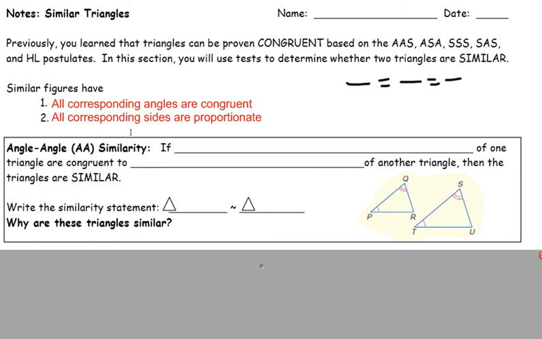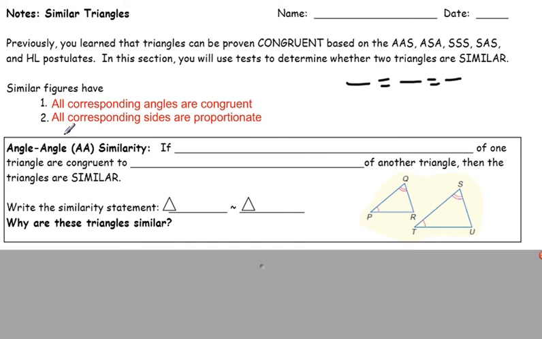Angle measures determine the shape of a polygon, or in this case a triangle. So if their corresponding angles are congruent, then the triangles are going to have the same shape. They may not necessarily have the same size though. There are three ways to prove that triangles are similar without knowing all of their sides or angles.